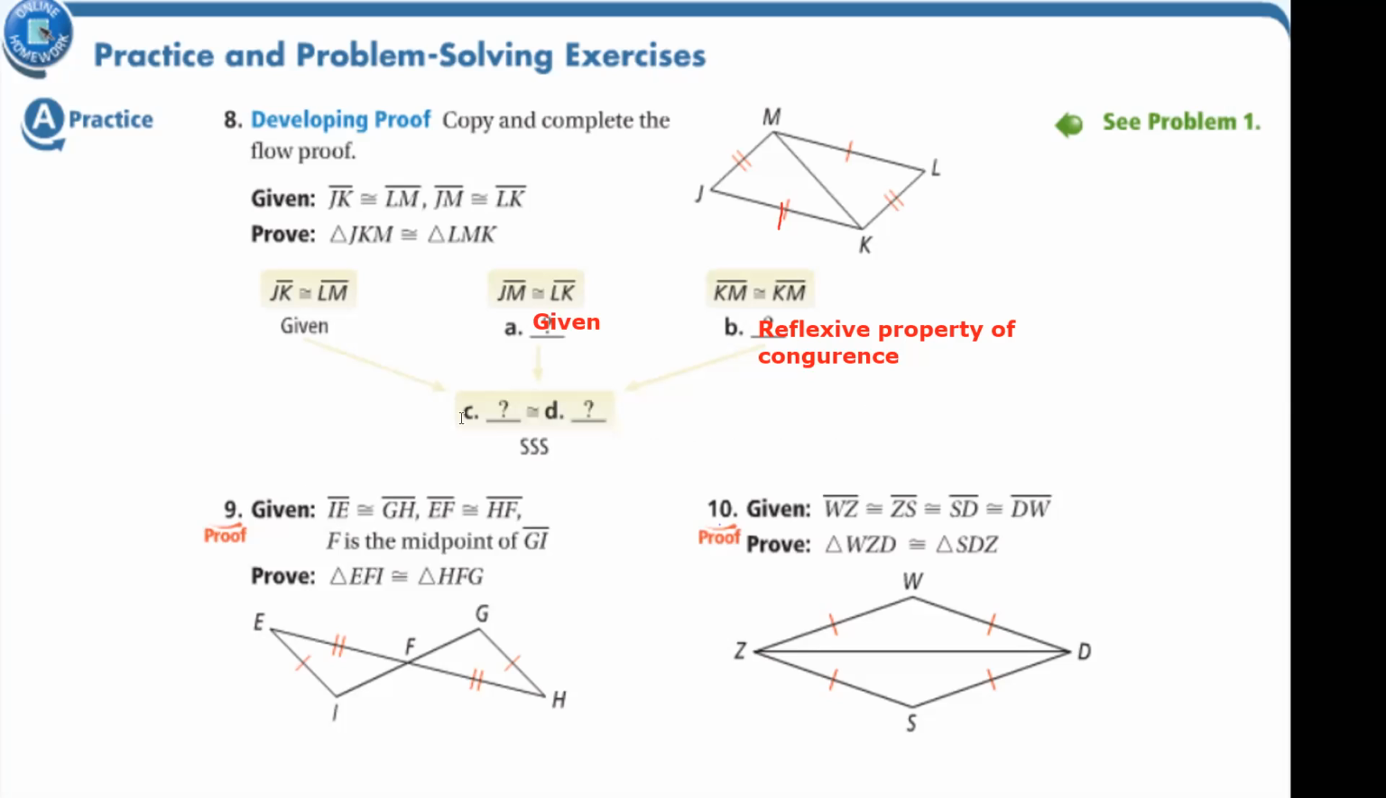So because of that, I can write here triangle JKM is congruent to the triangle LMK because of SSS. I proved three sides are congruent. So because of that, the postulate tells me that these two triangles are congruent. Is it clear now? Yes. Okay.